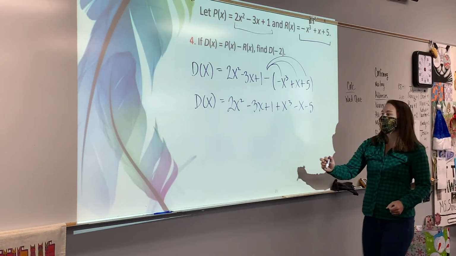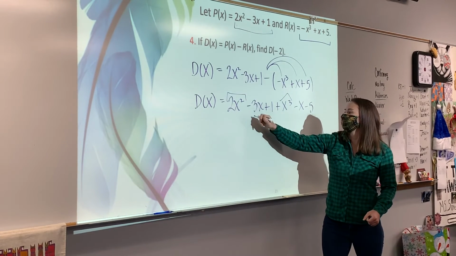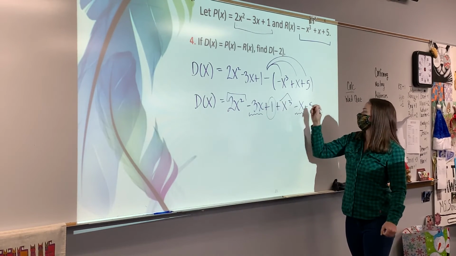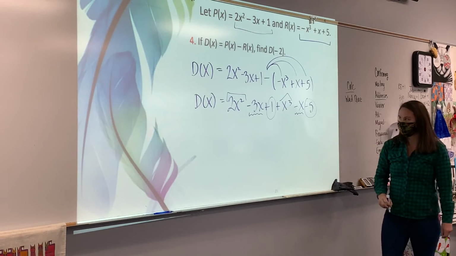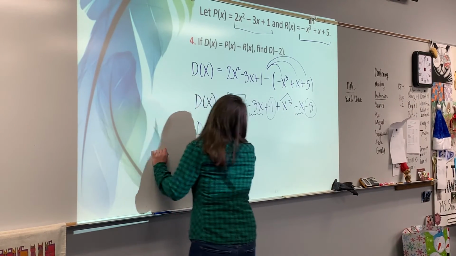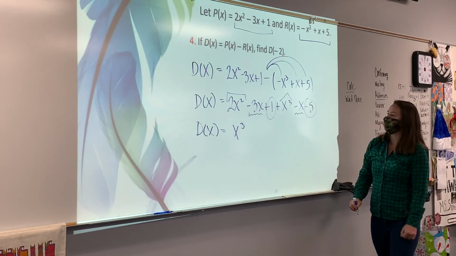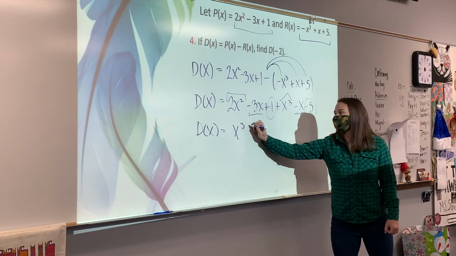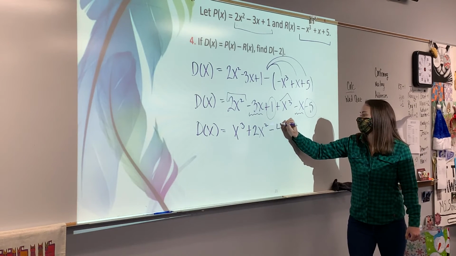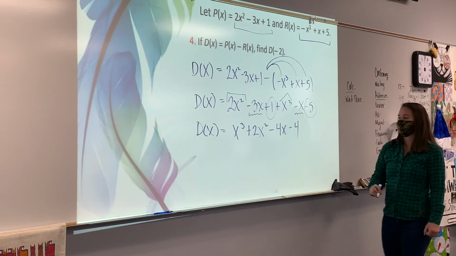Okay, and after I've distributed, I'm just going to identify my x squared terms, my x cubed, my x's, and then my numbers. So you guys should help. I mean, just check my work here. It's just a plain old x cubed, and then a 2x squared, minus 4x, minus 4. Can someone check that? Yeah.